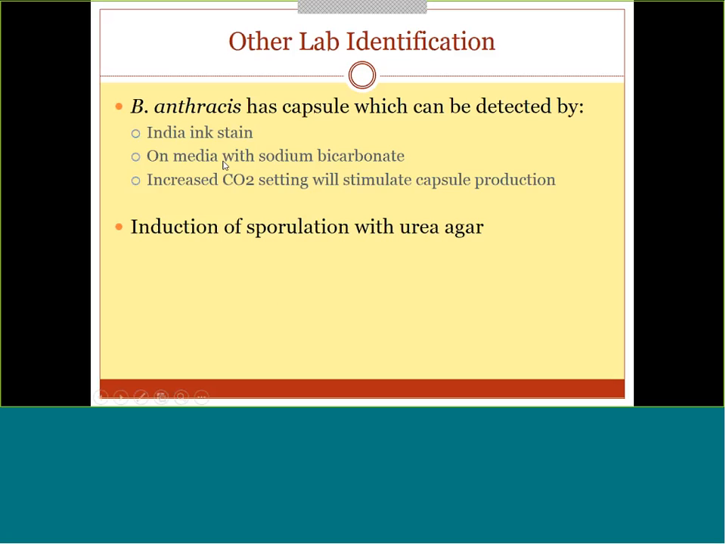You can use a special media that has sodium bicarbonate in it to look for the capsule as well. So sodium bicarbonate will help also detect the capsule with that media. And then again, an increased carbon dioxide setting as well will stimulate the capsule production. So any of these three will help detect that to help identify Bacillus anthracis. There's another test where you induce sporulation, induce spore formation basically, because these form spores, and you can do that with urea agar. So I would definitely know these as well.